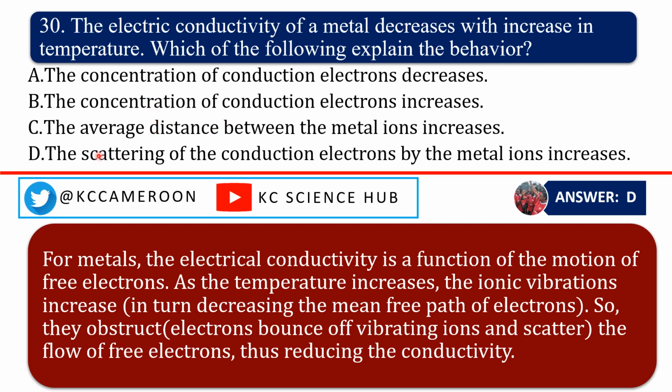So A and B are already off. The average distance between the metal ions increases? That's completely off. Instead, it does not increase, because you are now increasing agitations in the lattice structure. All the ions are vibrating, the electrons are also vibrating, and so the mean free path has greatly been reduced. The ability of electrons to flow in a particular direction to create current is greatly hindered, because they're hitting these vibrating ions, bouncing off, and getting scattered in every direction. So conductivity reduces, and D is our answer.